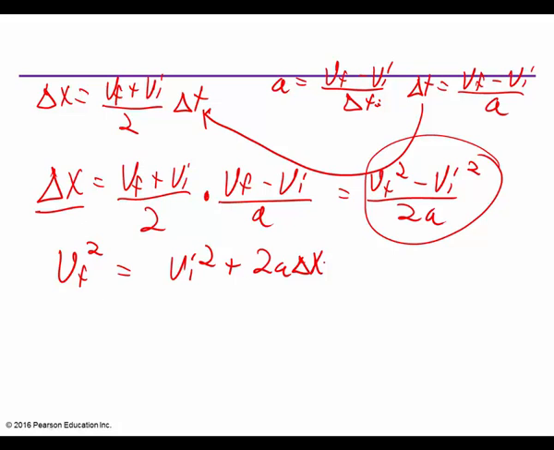There's your last kinematic: V final squared is equal to V initial squared plus 2a delta x. And so there's your last kinematic and how we go about deriving it. Hopefully that helps. Now let's do some more derivations, and let's use calculus. Let's do it by integration.